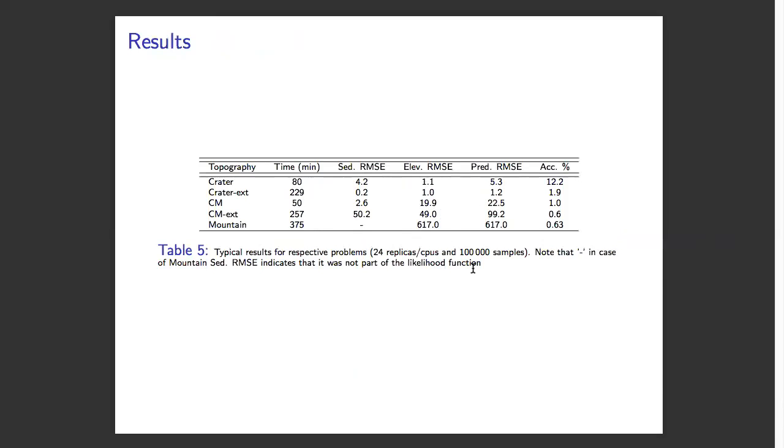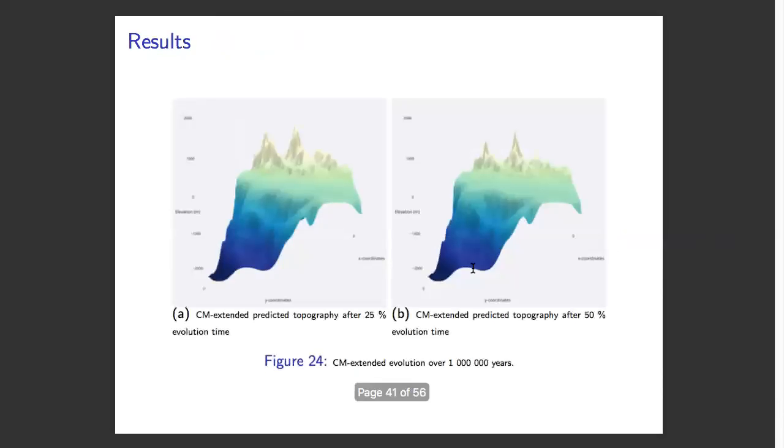Yes, Tristan? So by sedimentation, thickness of sediment. Yes. So it is the sediment thickness. So if it's a negative value, then it used to be considered as erosion, whereas if it's a positive value, it's a deposition.